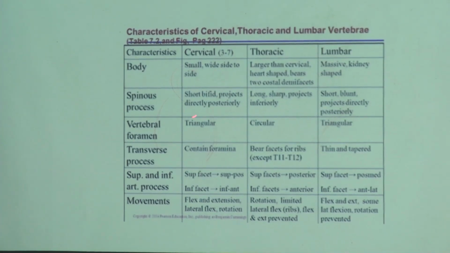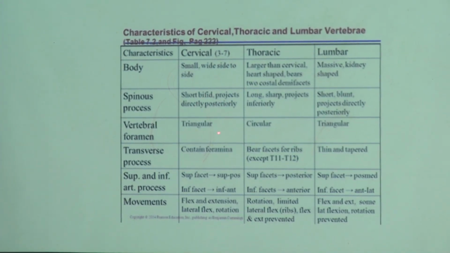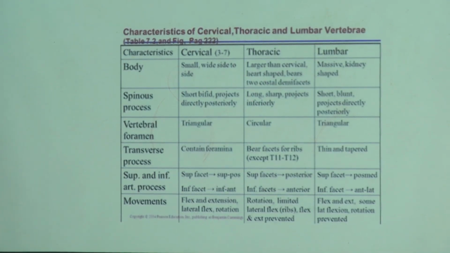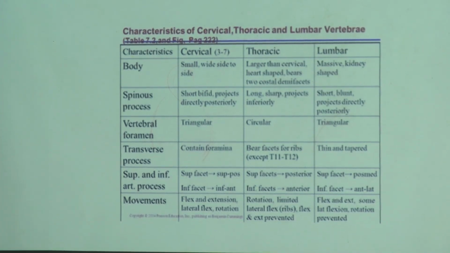And the spinous process: it is bifid in the cervical, and in the thoracic it is long and in the lumbar it is short. Next the vertebral foramen is triangular in shape, but in the thoracic it is round in shape. Then next the transverse process. In the cervical, the transverse process has the foramen transversarium, but in the thoracic the costal facet is present, where the rib cage is attached, and in the lumbar it is tapering.